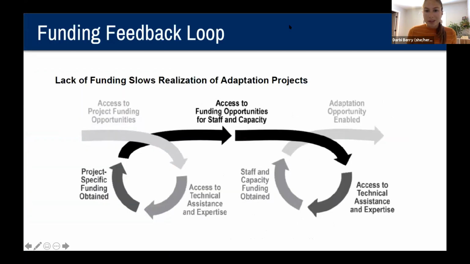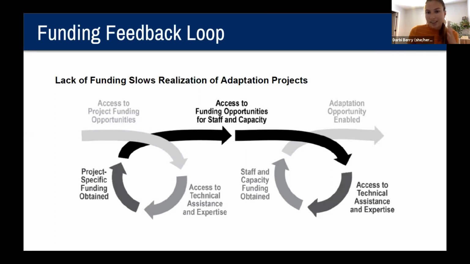So this was a big one that I just wanted to highlight: this problem with the funding feedback loop. Why adaptation takes so much longer than maybe it should is this access to funding and opportunities. Once you finally get through that hurdle, you realize you're in a space where you need more technical assistance, you need expertise. Maybe your city doesn't have that on staff. You're a small city with 2 planners. And so you're trying to figure that out.